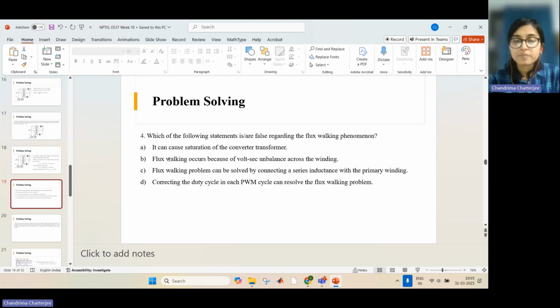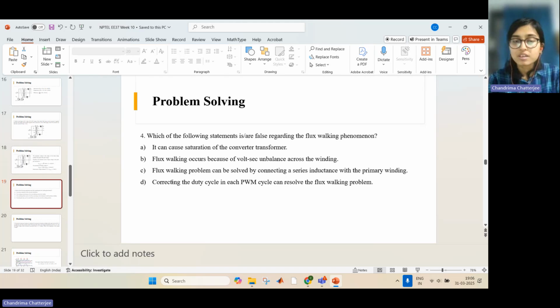So this is true. Flux walking occurs because of volt-second unbalance across the winding. This is also true. Third option is, flux walking problem can be solved by connecting a series inductance with the primary winding. This is false. Why? Because we have to connect a capacitor in series. Connecting an inductance in series will not solve the flux walking problem.